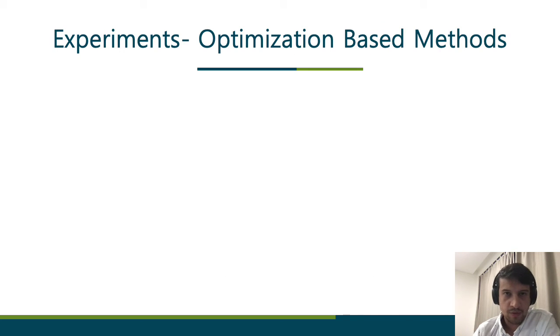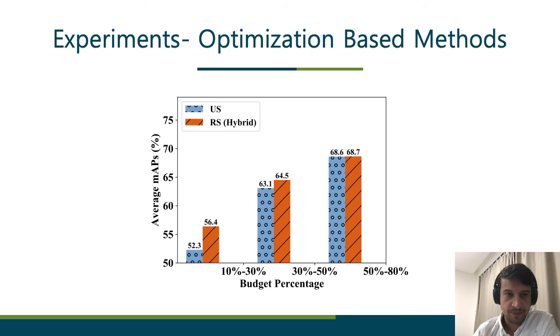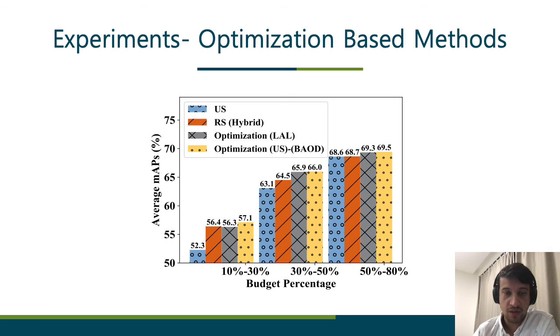To study our optimization-based method, we set up two of the base methods from before. Now, we study what happens when we use LAL as our base optimization, and we see that we already improve under almost all the ranges of budget. However, when we include our optimization based on US, or uncertainty sampling, which is what we call BAOD, we see that we improve on all the ranges of budget.